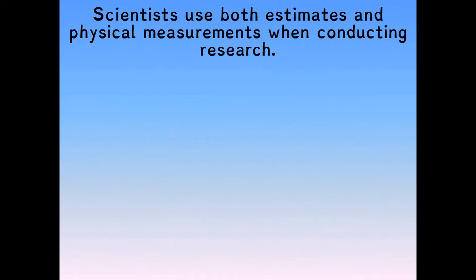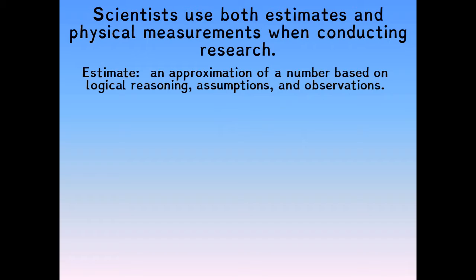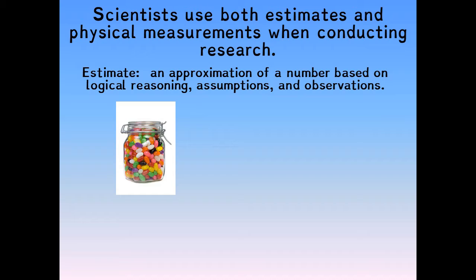Scientists use both estimates and physical measurements when conducting research. An estimate is an approximation of a number based on logical reasoning, assumptions, and observations. For example, you know that standard school fundraiser of guess how much candy is in the jar? Well, your guess is the estimate. It's how many you think may be in the jar.